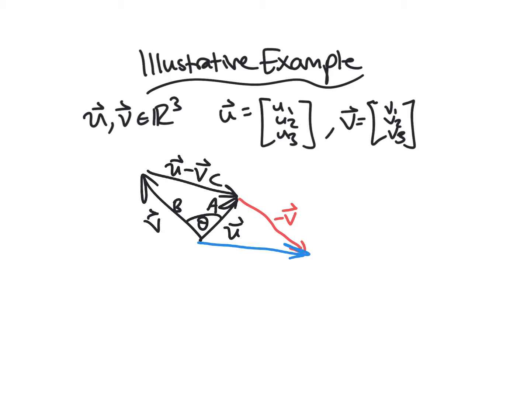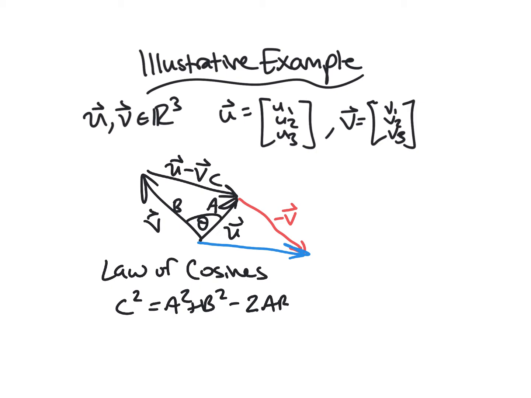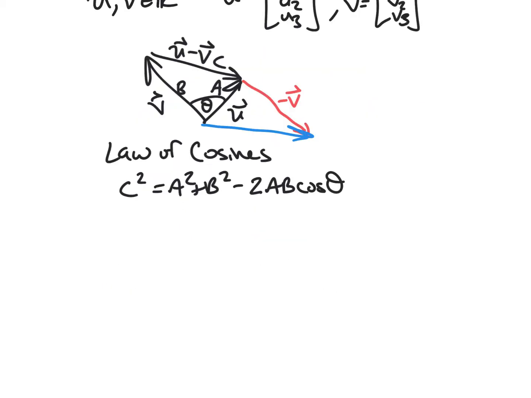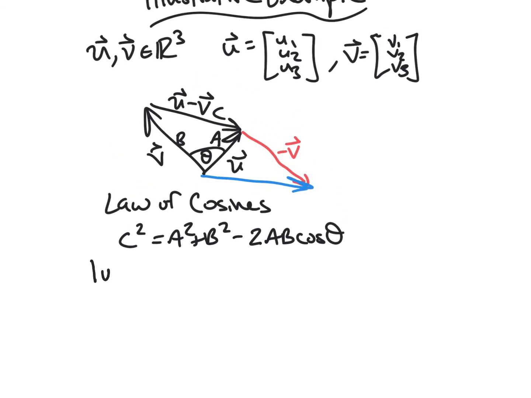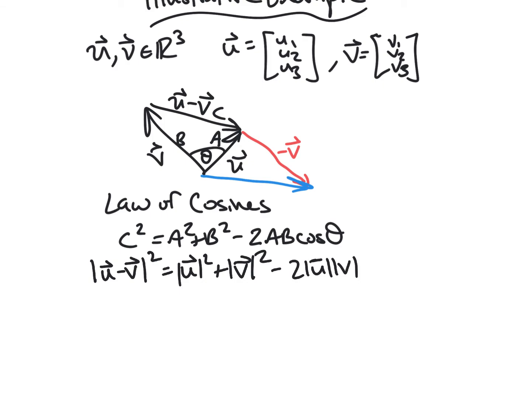If you remember from back in the day, at some point you probably saw the law of cosines, which says that c squared is a squared plus b squared minus 2ab cosine of theta. So we already know how to compute length of vectors. So what's this really saying here? This is u minus v, this vector. Its length squared is the length of u squared plus the length of v squared minus 2 times the length of u times the length of v cosine theta. Okay, and what do we want to do? We want to solve for theta, we want to get this by itself.